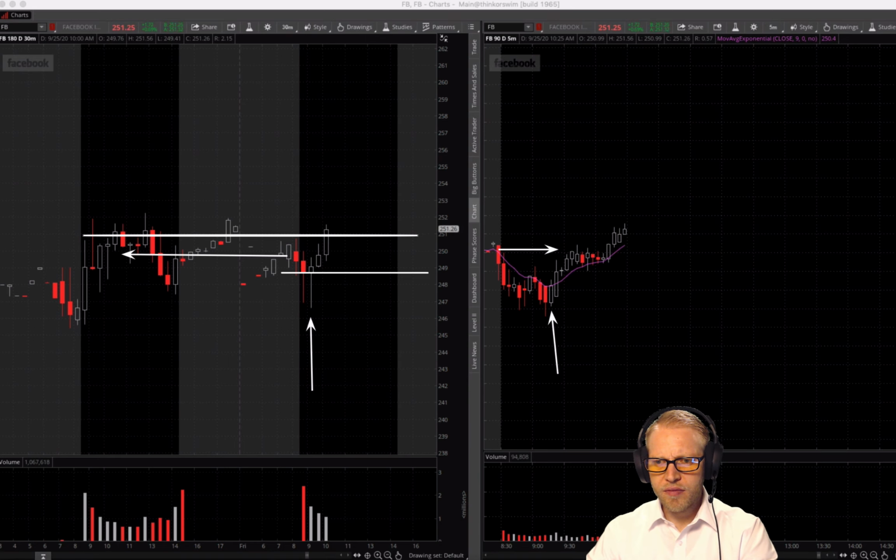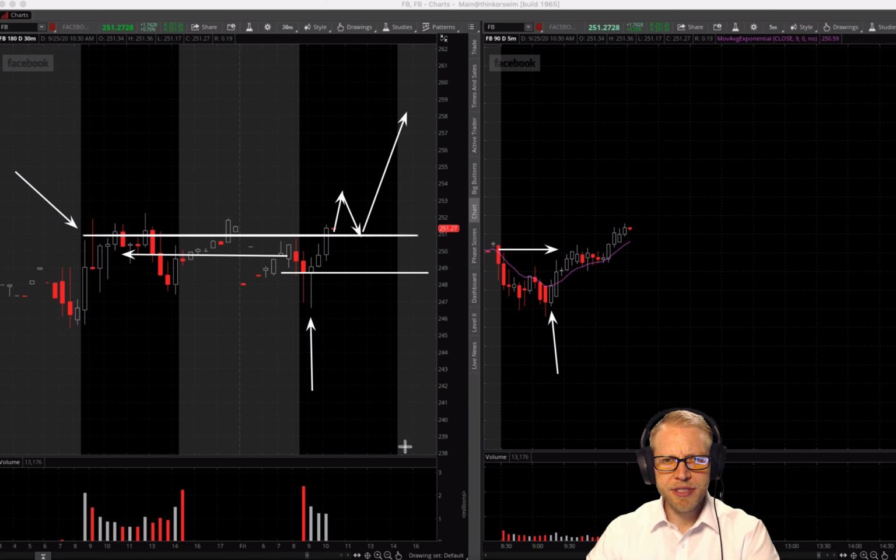Now, something to keep an eye on is, as we push over the indecision bar's high, we want to see if we can use the old resistance as support. So here's the old resistance. We want to see if the stock price will continue higher, come back, find it as support, and then continue to the upside.